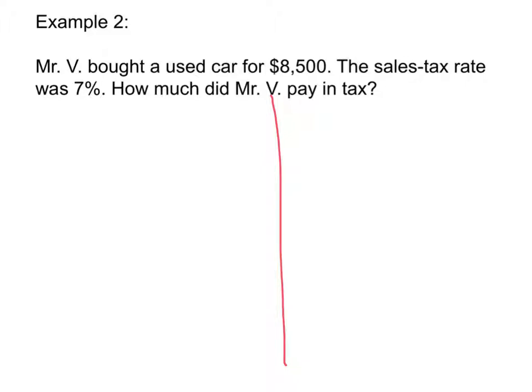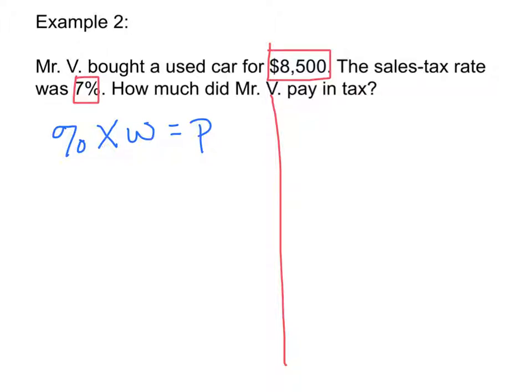He bought a used car for $8,500. Okay, that's important information. The sales tax rate was 7%. That's also a piece of valuable information. How much did he pay in tax? Well, tax is part of what we pay. Let's take a look at our percent formula. We have percent of a whole is part of what we have.